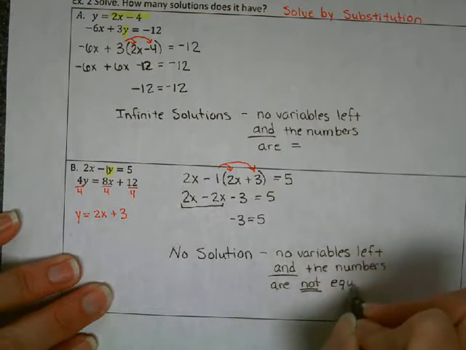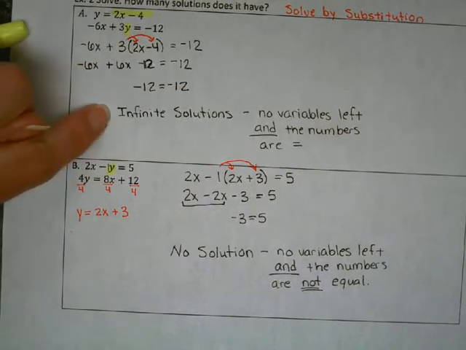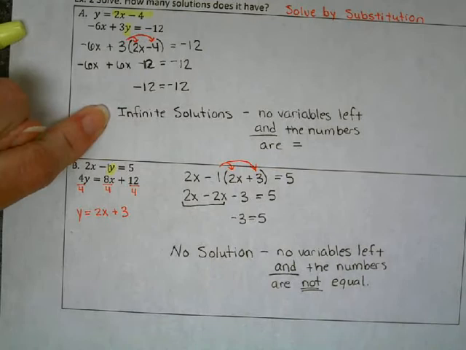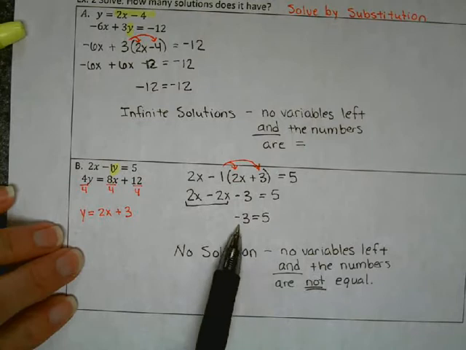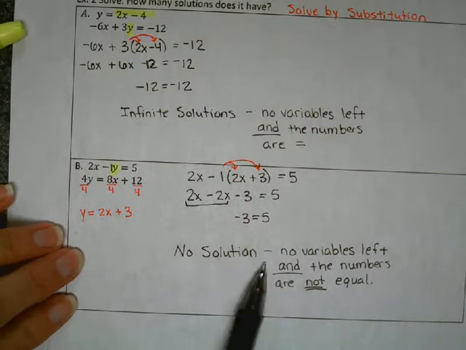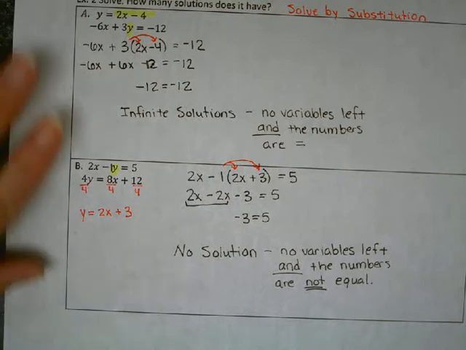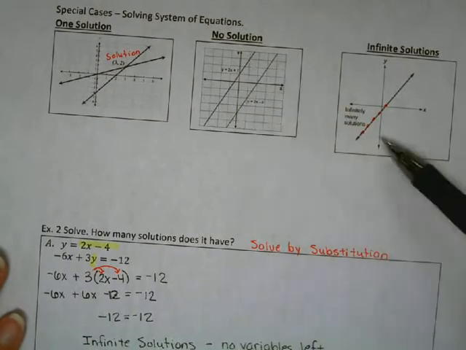So infinite solutions are when you have no variables left, but the numbers are equal, like negative 12 equals negative 12. No solution is when you have no variables left in the problem, but the numbers you have at the end are not equal. So negative 3 doesn't equal 5, so this is no solution. There's no number that will work in there. And remember what that would look like graphically. This is an example, no solution, they never meet. This is infinite solutions, all numbers work.